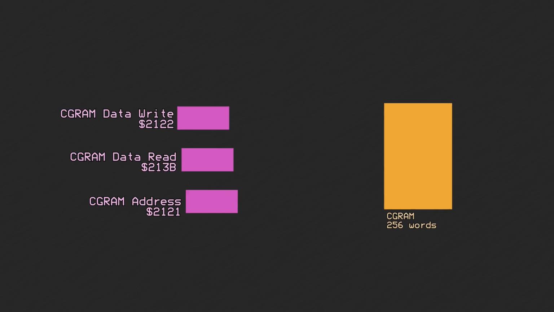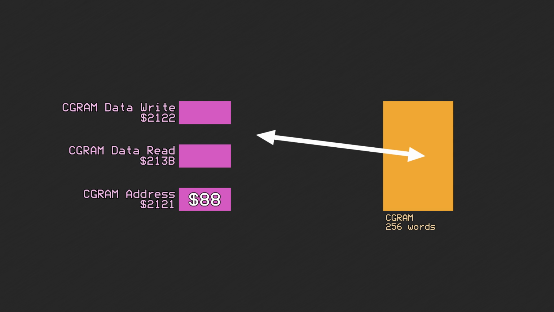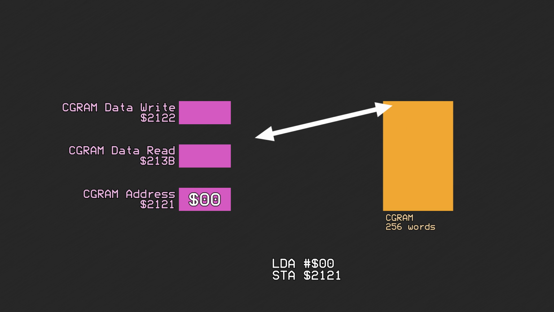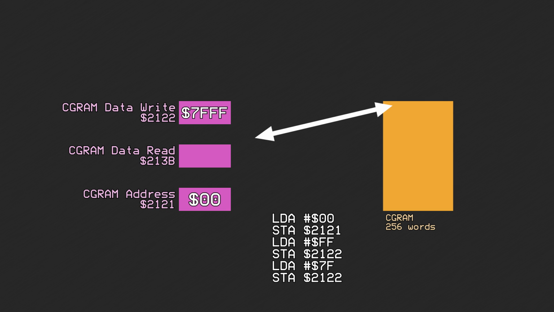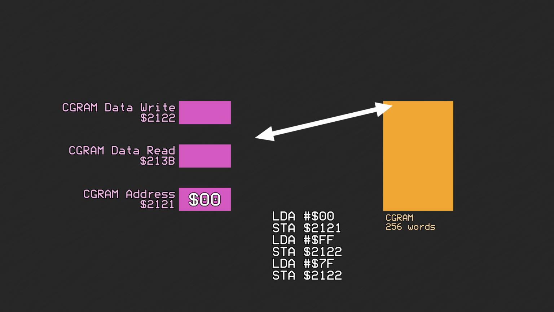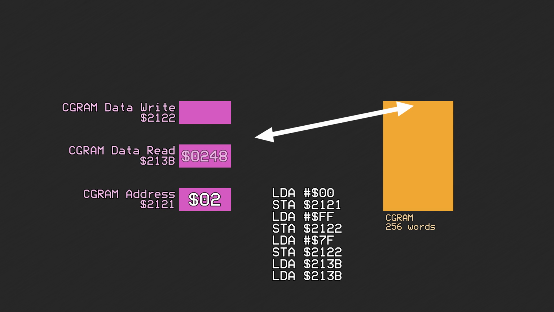For example, to write something in the first location of CGRAM, first, the CGRAM address register at address 2121 must be set to 0, then the data to write should be written to 2122. Whenever a value is read from or written to these registers, the corresponding address register is incremented automatically, so data can be easily accessed sequentially.